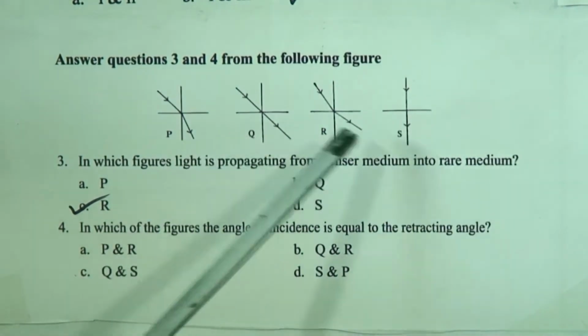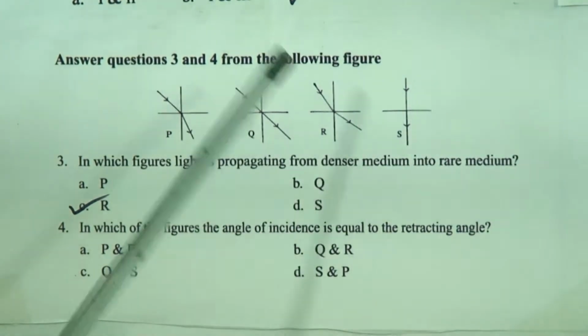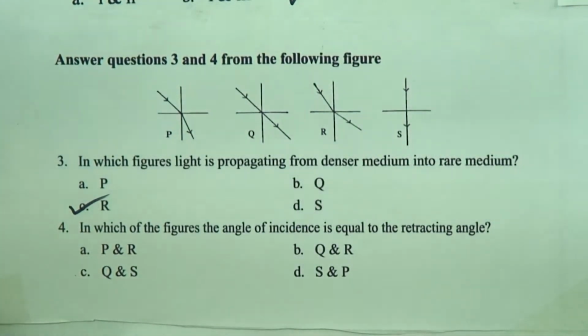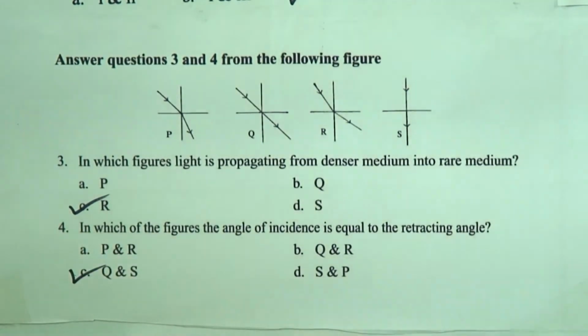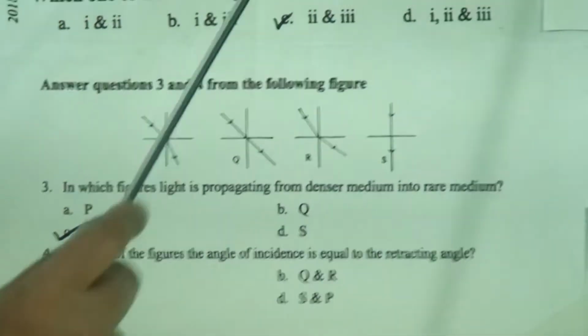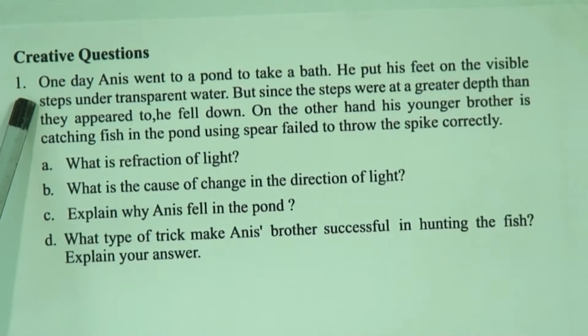That's why this and this, that means Q and S are the angles, the picture where both angles are similar. Dear students, now we will discuss creative question number 1 from your exercise and the answer of the creative question also.